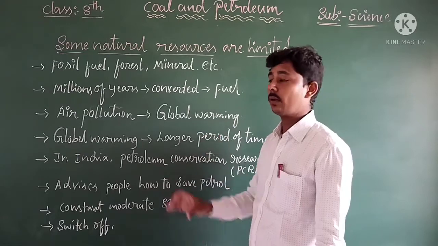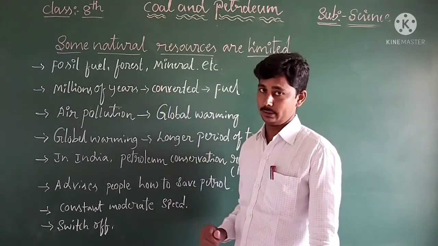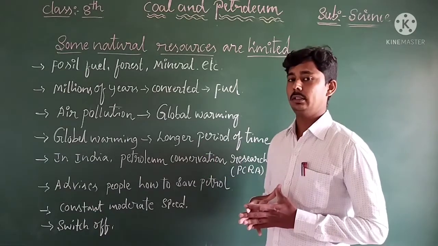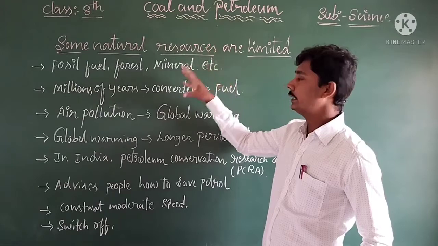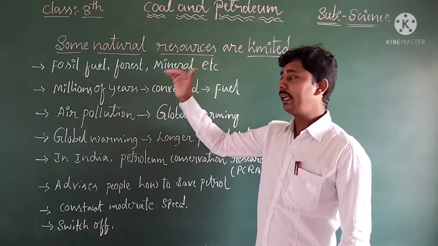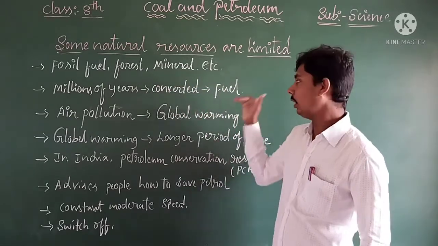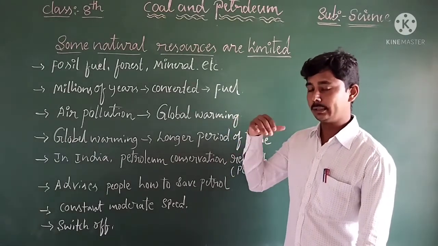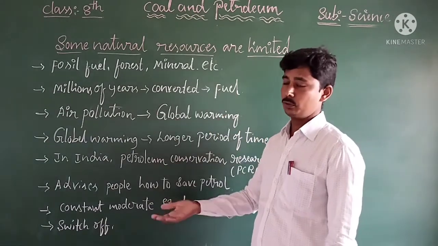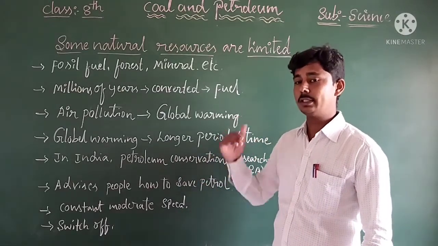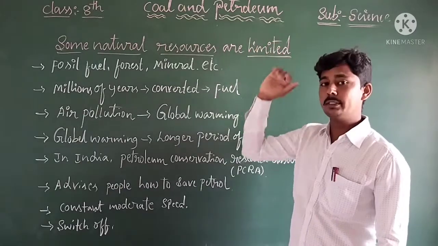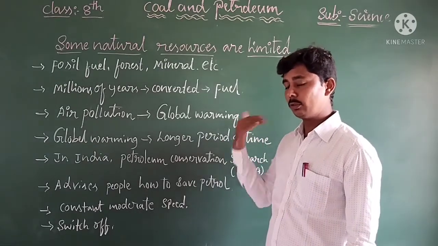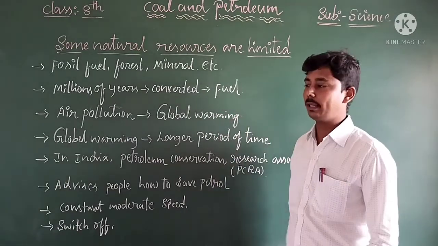These exhaustible natural resources take millions of years to form. They are made from dead and living organisms under pressure and in the absence of air. These dead and decaying organisms are converted into fuels. These are the fossil fuels. We already learned about fossil fuels: they are formed from dead organisms. Coal is also made from dead and decaying organisms. Petroleum is the same, and natural gas is also made from dead and decaying organisms. That is also made from fossils. This is called fossil fuels.